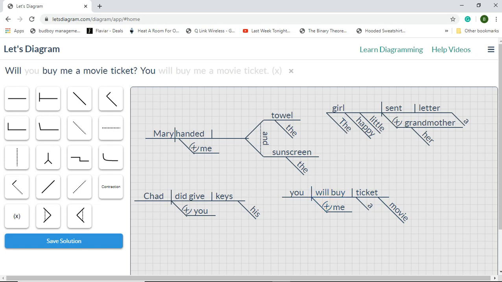What are they going to buy? They're going to buy a ticket. And what type of ticket is it? A movie ticket. So those are adjectives modifying ticket.